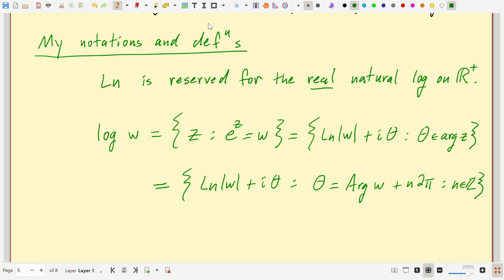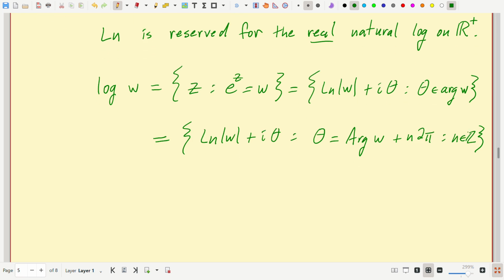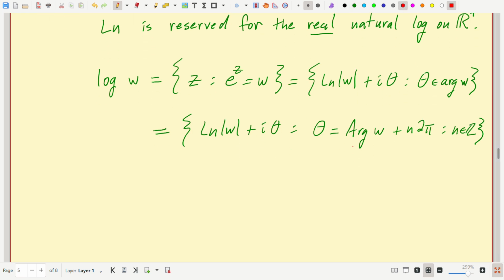such that n is an integer. Oops, this is arg w. This is the principal argument. And my other notation that I'm picky about is when I say log with a capital L, I mean the principal log.